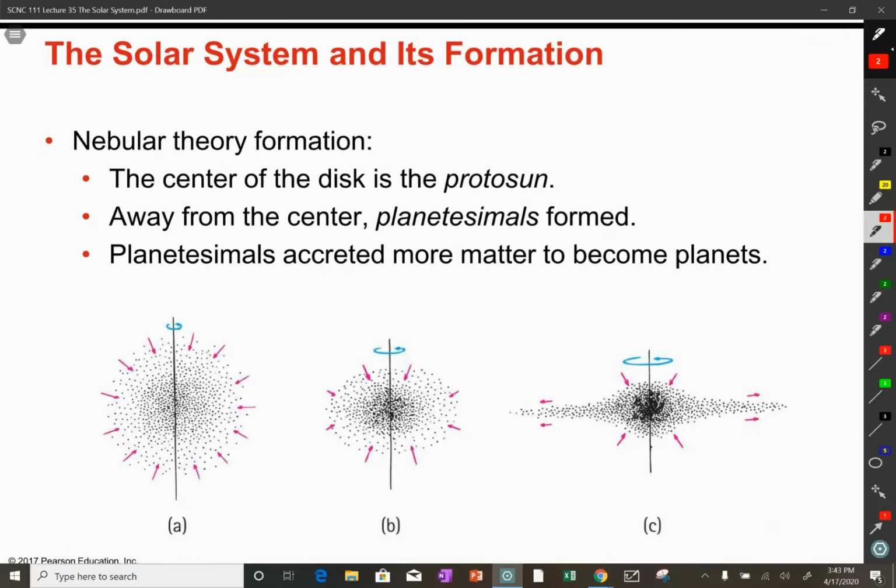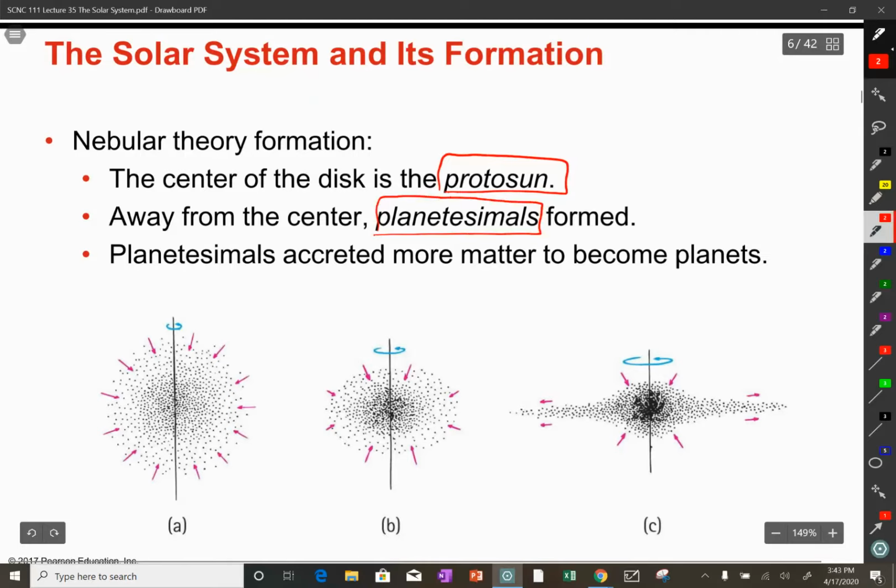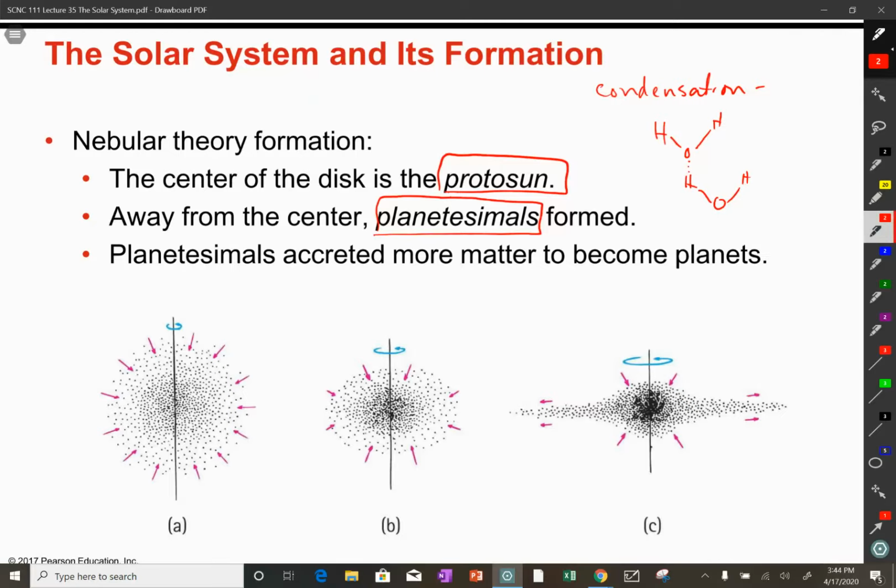Now we have some words here. The center of the disk was a proto-sun, and then we had planetesimals. Planetesimals, little objects that have collected some mass. And you have actually two processes that go along. First, you have condensation. That is things like a water molecule and another water molecule come together and they stick together. That's condensation. And so condensation would have been the first thing that occurred.